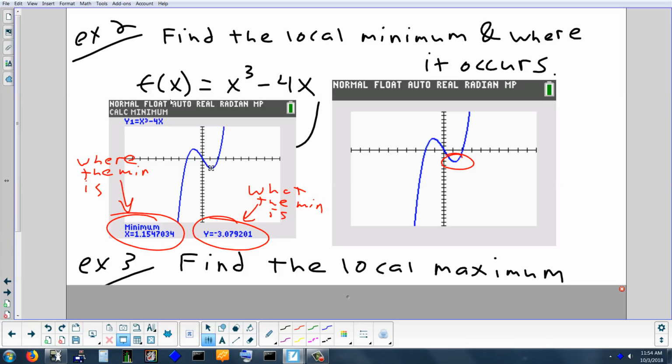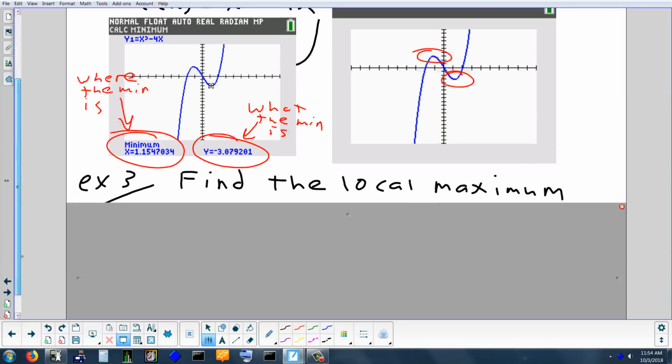Okay? Just make sure you know which one is which. I'm not going to do the local maximum, but that would be right there, and you'd answer it the same way. Just do second calc maximum.